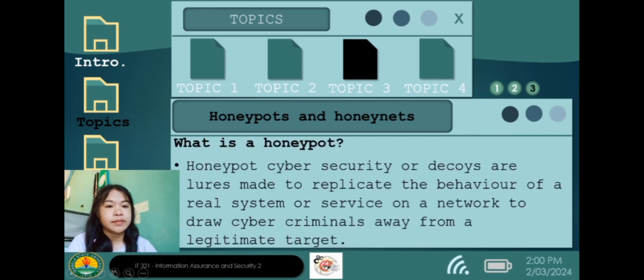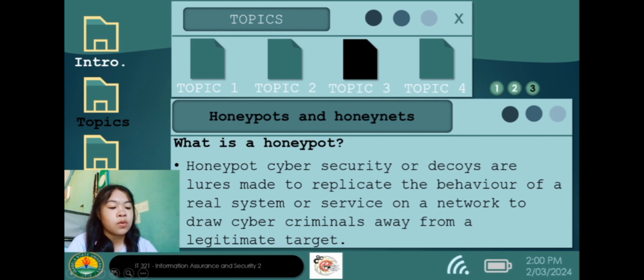And what is a honeypot? Honeypot cybersecurity decoys are lures made to replicate the behavior of a real system or service on a network to draw cybercriminals away from a legitimate target. They act as traps, enticing cybercriminals to interact with them instead of targeting the actual production systems or sensitive data. These decoys are intentionally made to appear as legitimate and valuable targets to attackers.